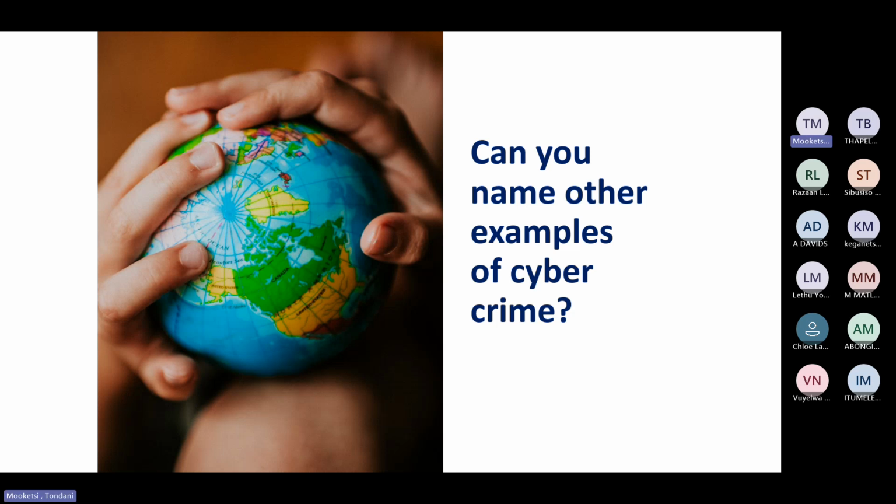Then we have malware, which is malicious software, often comes as an email attachment or a download. If you go to a website and it asks you to download something, usually the malware infects your device, and then your information is compromised or stolen.